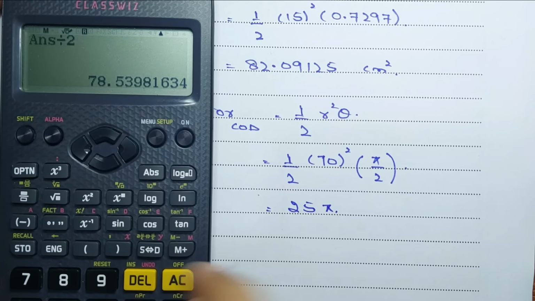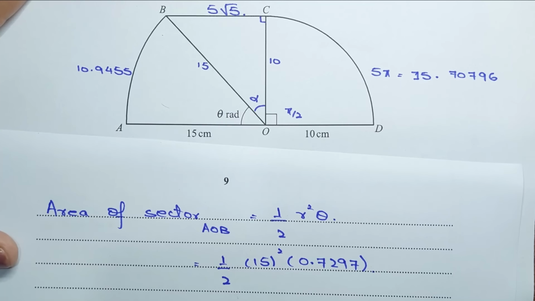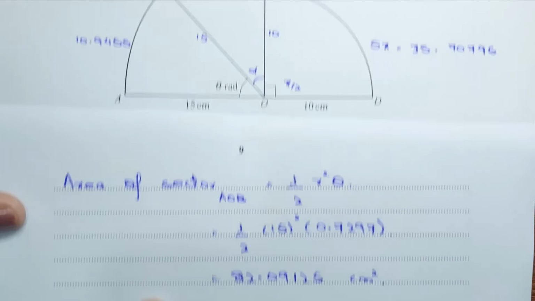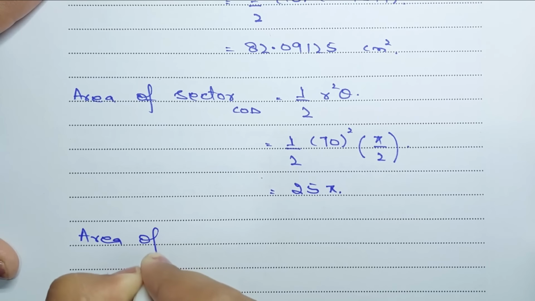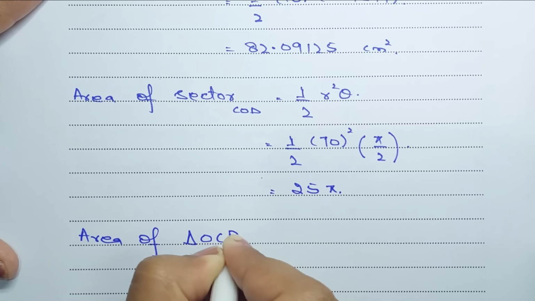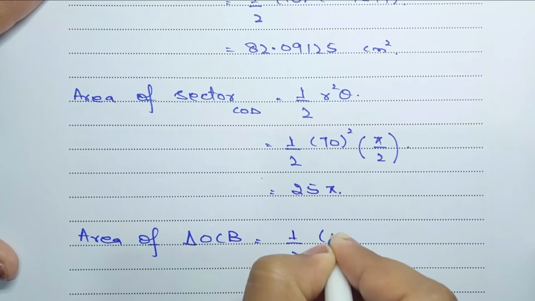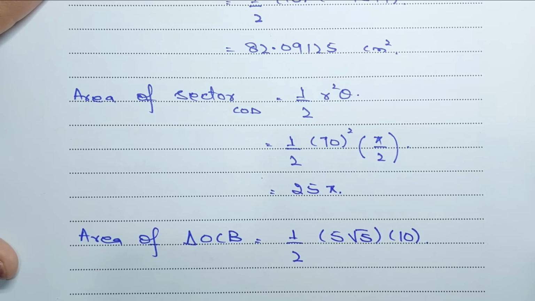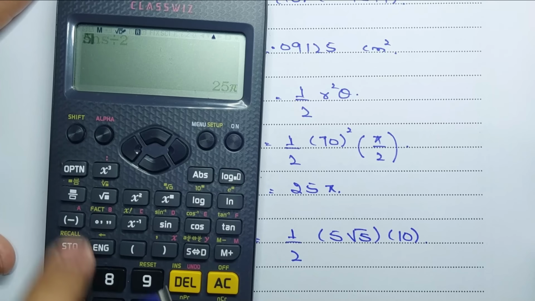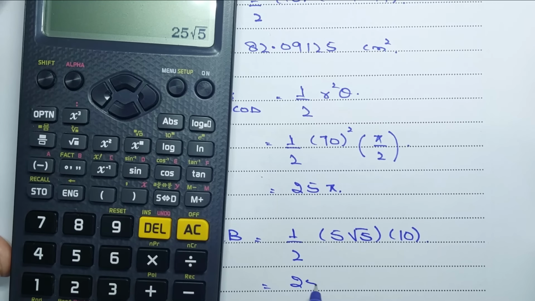Now let me find the area of the triangle OCB. This is a right angle triangle, so its area is half base times height. The base is 5 root 5 and the height is 10. So 5 root 5 times 10 divided by 2. This is 25 root 5.